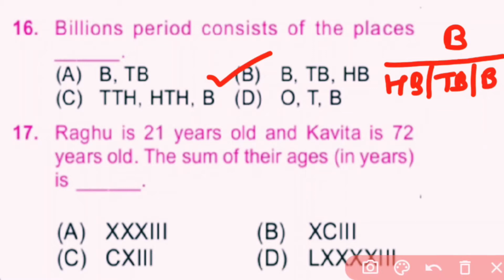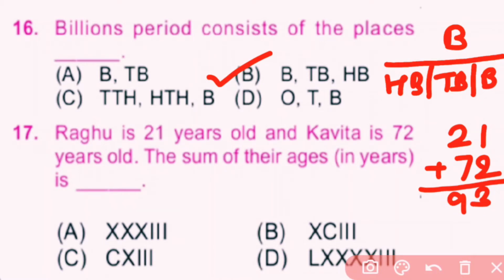Question number 17. Raghu is 21 years old and Kavita is 72 years old. The sum of their ages in years is dash. Raghu is 21 years old and Kavita is 72 years old, and the sum of their ages is 93 years. And 93 is written as, here C is 100, X is 10, I is 1. So B is the right answer.